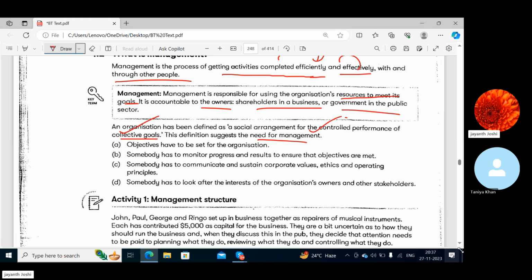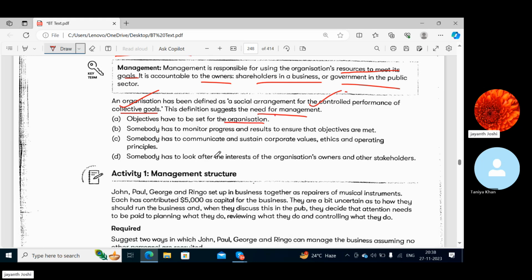Management. So objectives have to be set for the organization. Somebody has to monitor progress and results to ensure that objectives are met. Who will do that? Management. So first, objectives have to be set. Then somebody has to monitor the progress. Somebody has to communicate and sustain corporate values, ethics and operating principles. And somebody has to look after the interests of the organization's owners and stakeholders.